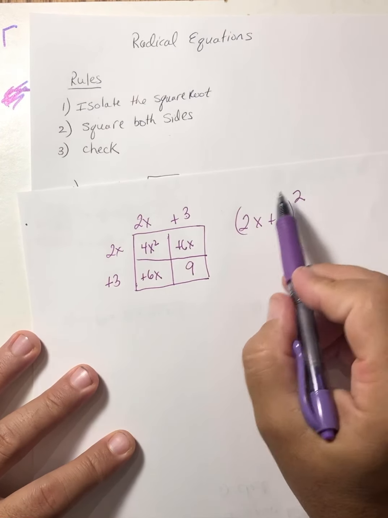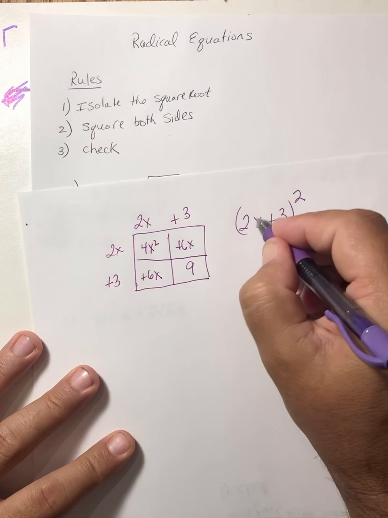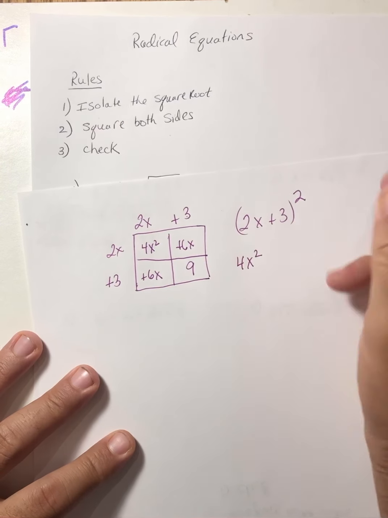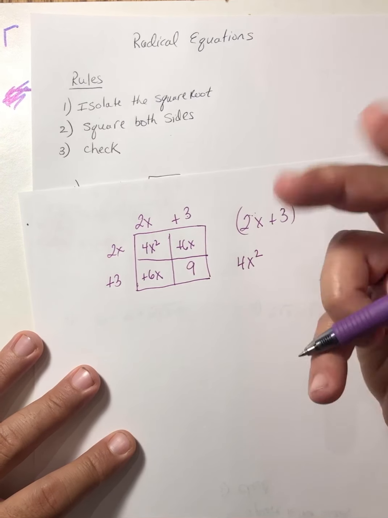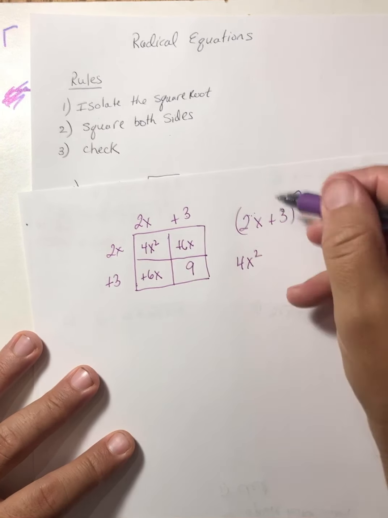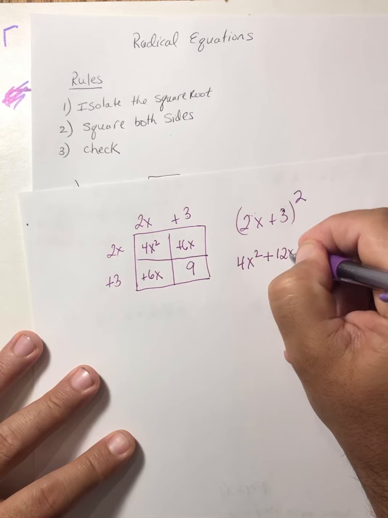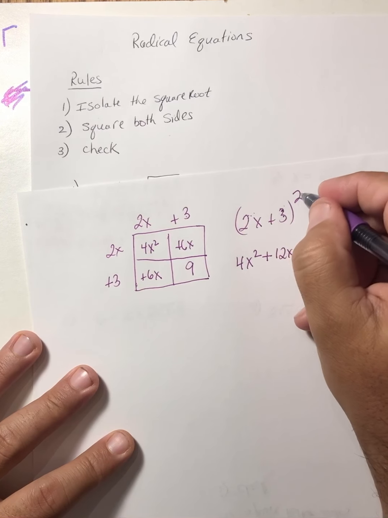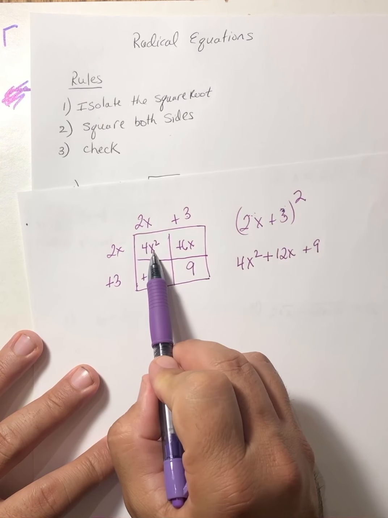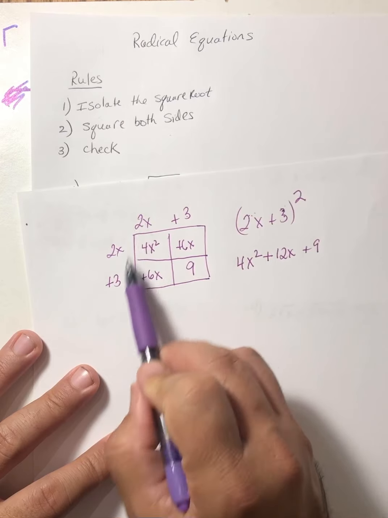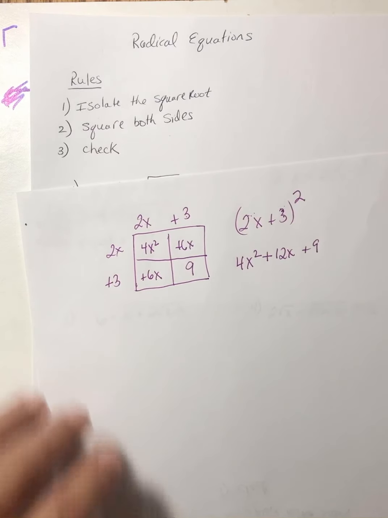So notice, 2x squared is 4x squared. Then multiply these two together: 2x times 3, and there's 2 of them. 2x times 3 is 6, but you're going to have 2 of them, so it's plus 12x, and then 3 squared, plus 9. Here it is: 2x times 2x is your 4x squared. Then it's 2x times 3 and another 2x times 3, so there's 2 of them. And then 3 times 3 is 9. That's your little pattern.